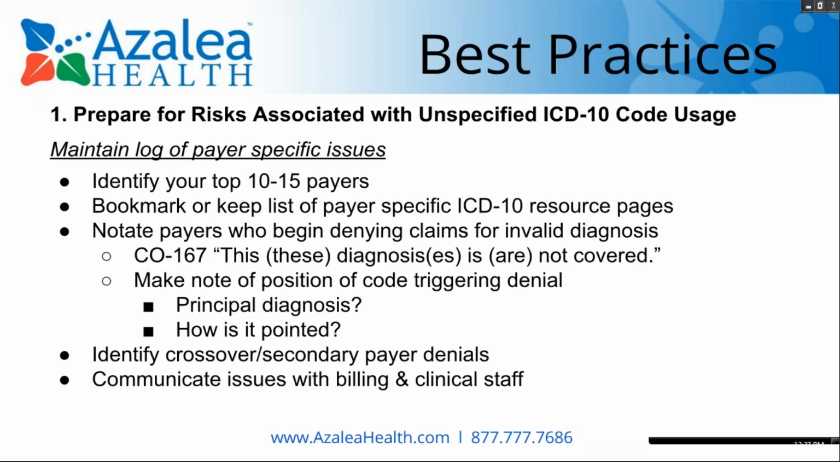So you may be dealing with a commercial payer that's still maybe being lenient, but the secondary payer is not. So that will affect that secondary. You might get your primary balance paid, and that may be fine with you, but your secondary balance may be at risk if there's an unspecified code there.